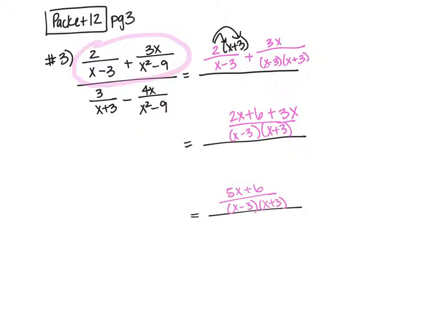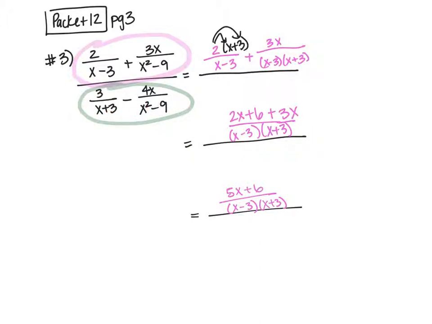From here, I can't really simplify any further with the top, and the bottom I want to leave as factors. So I'm finally done with the numerator. I'm going to move on to the denominator here that I'm going to do in green. For this one, it's kind of the same first steps. I need to subtract this fraction from this fraction, but they don't have the same denominator. So first off, I'm going to find the factors of the denominators.